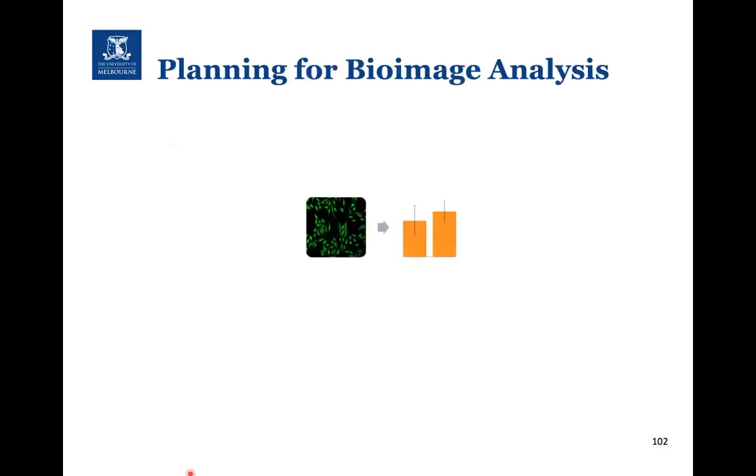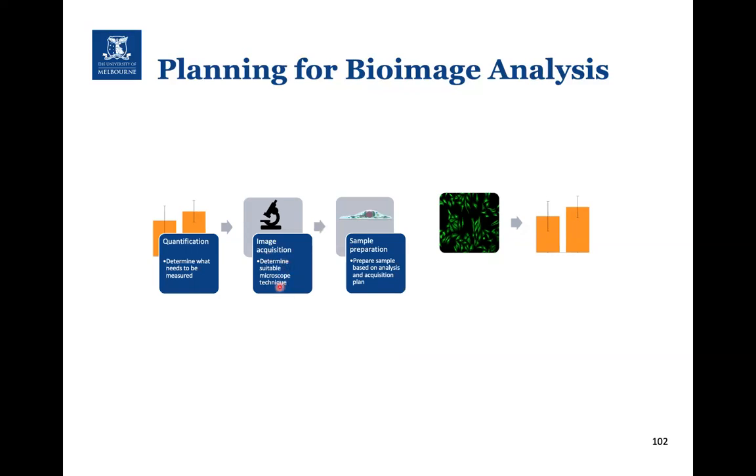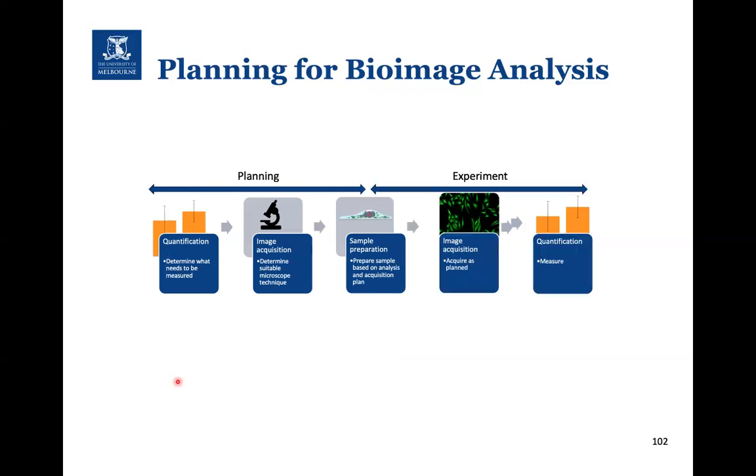Okay, so what we want to do is take you from a nice fluorescence image to some form of quantification. But that's actually the last step. What we want to do first is determine at the start what we need to measure, determine the microscope that we want to use for that, and then go through our sample preparation based on what we're wanting to do. So this is all pre-planning stage of planning out your experiments.